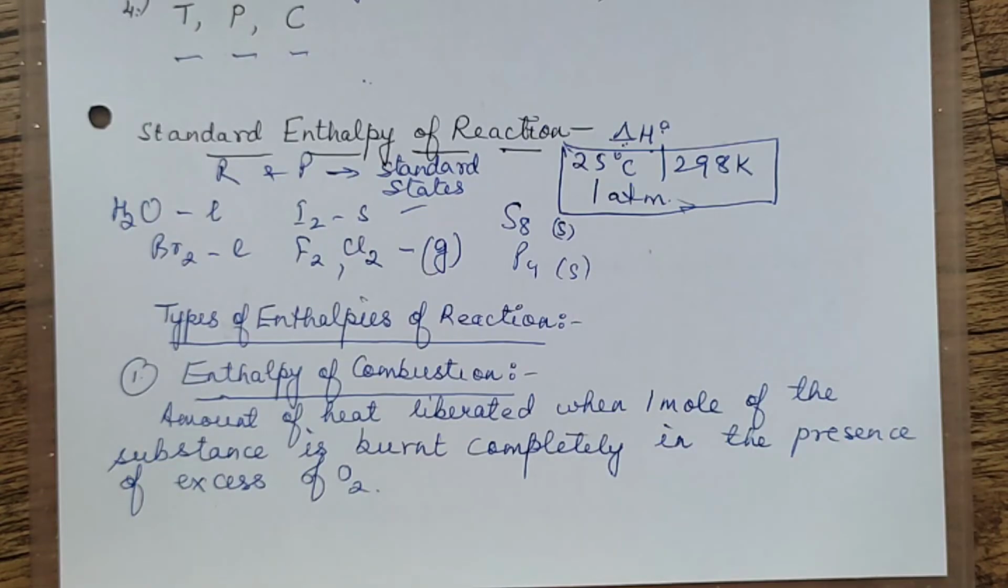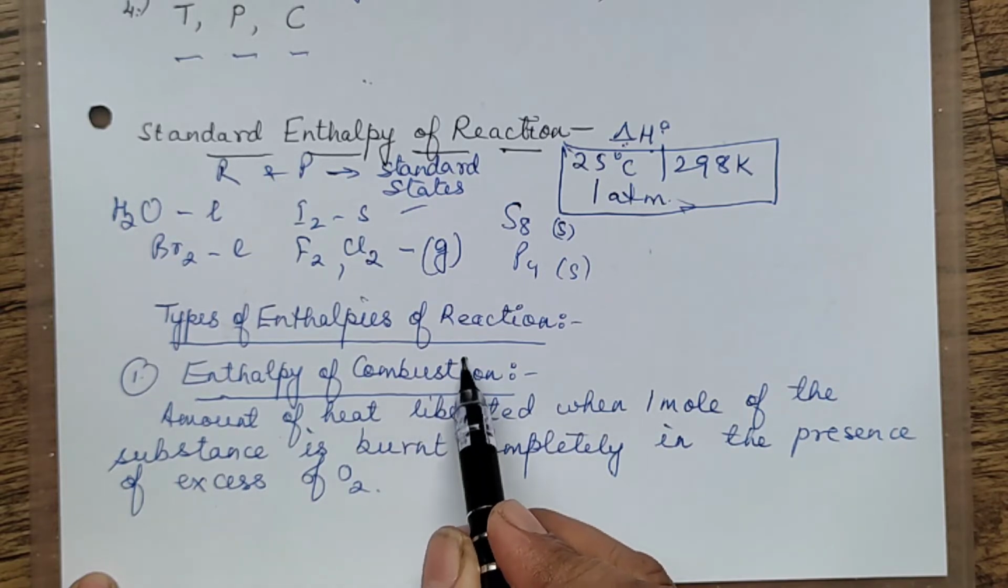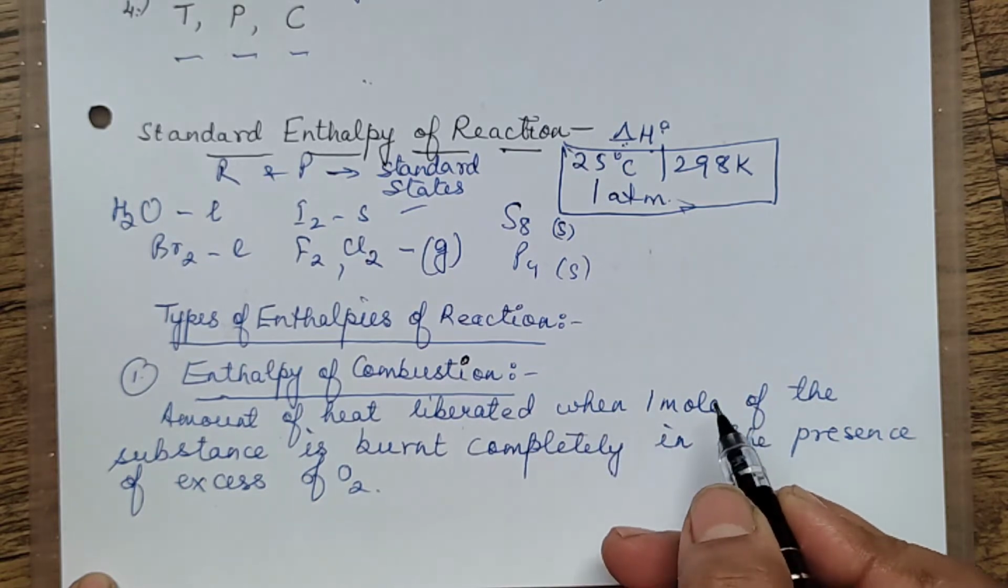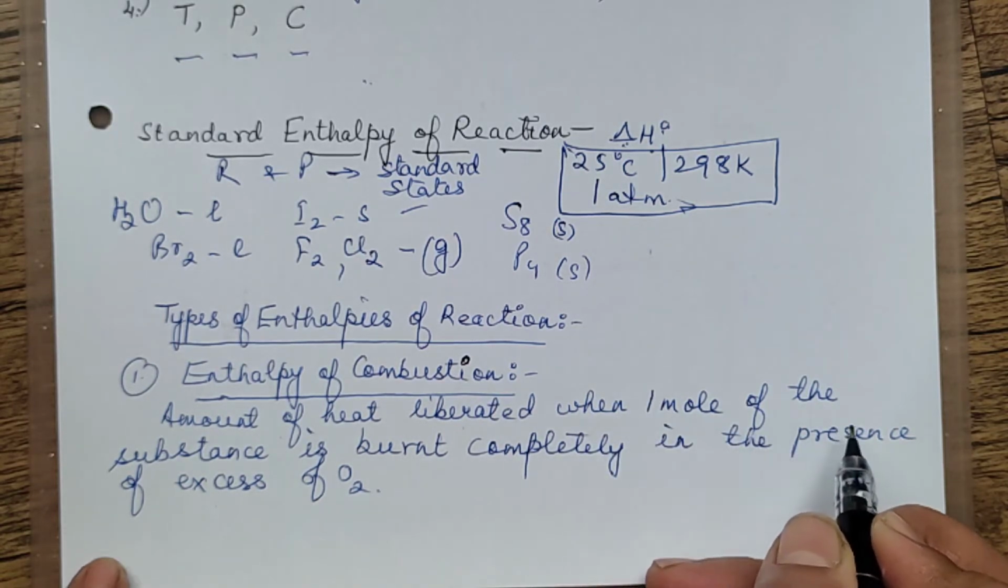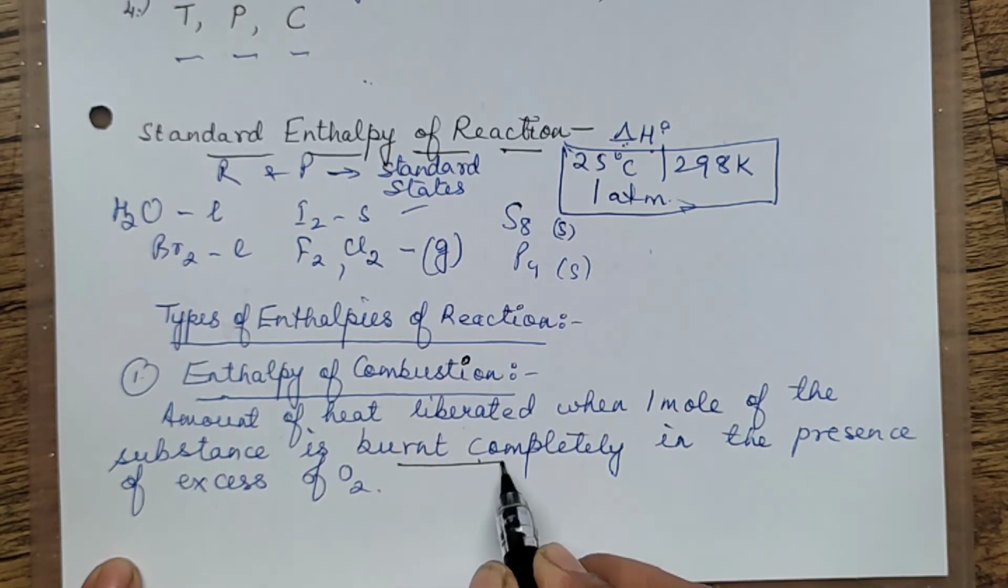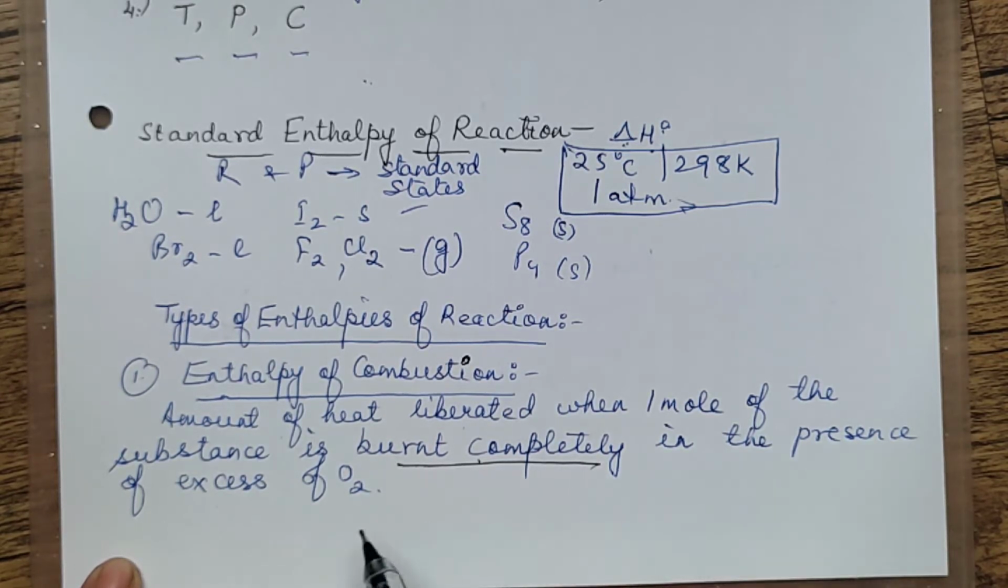Fine. Now moving on to the types of enthalpies of reaction. Enthalpy of combustion. How we define it: the amount of heat liberated. I already told you combustion is always exothermic. The amount of heat liberated when 1 mole of a substance is burnt completely. This is very important. Burnt completely in the presence of excess of oxygen. 1 mole should be burnt and it should be burnt completely also.